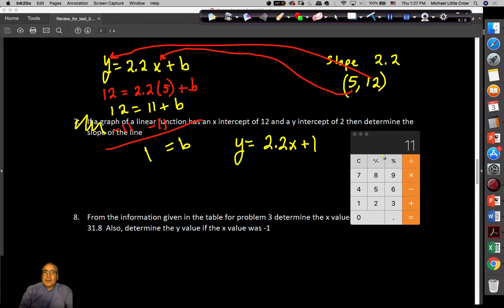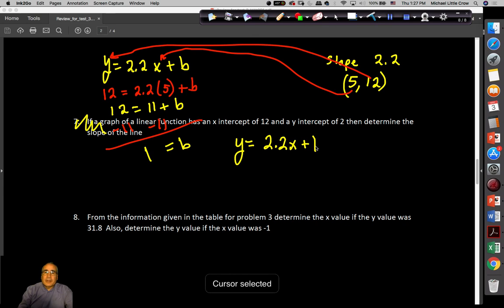And so now find the x value if the y value is 31.8. So we're going to plug in 31.8 and solve for x. Let's do the a part. 31.8 is y. 31.8 equals 2.2x plus 1. Solve for x.